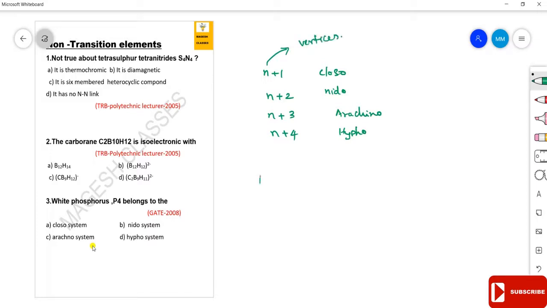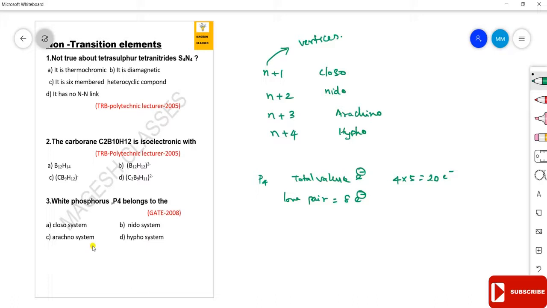For B4, what is the total electron? The phosphorus outer shell consists of 5 electrons, so 4 into 5 is equal to 20. So total 20 electrons present. The 4 phosphorus are linked by electrons, 2 electrons each, so the 8 electrons are lone pair. So lone pair electrons are 8 electrons, 4 into 2.